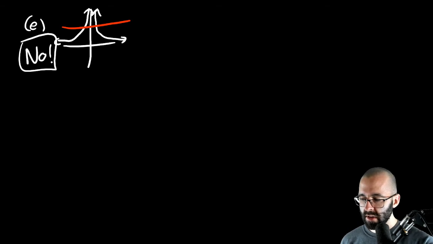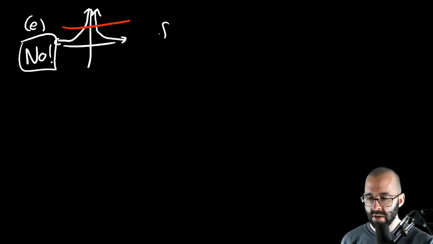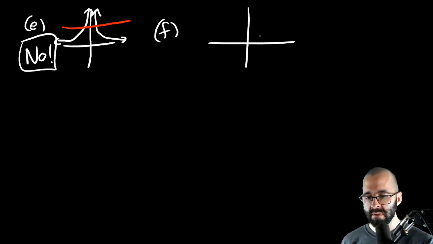Let's look at a couple more. E, reciprocal squared, also a toolkit function. Nope, fails a horizontal line test. Let's look at one more. Absolute value function, also a toolkit function. Nope. Fails a horizontal line test.